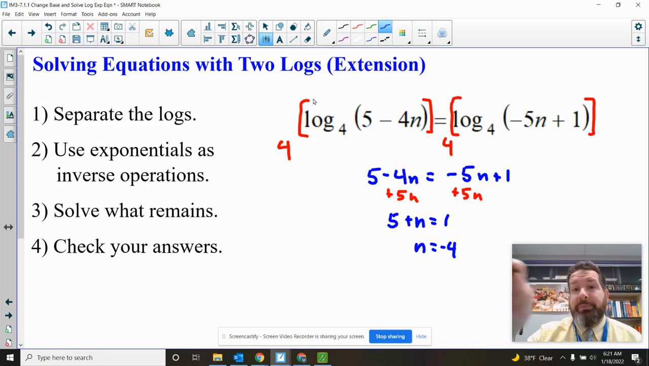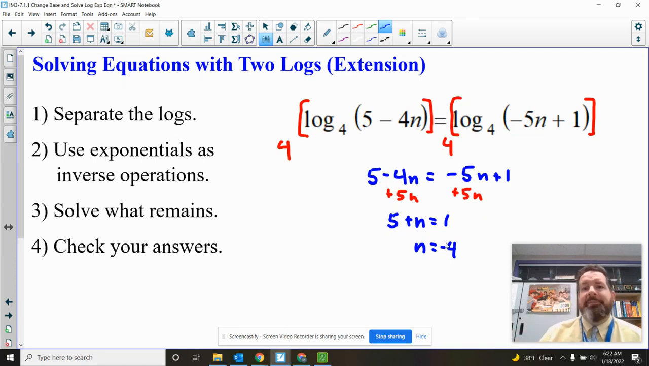Now, it is a little bit more important to check your answers here. When you've got logs on both sides, extraneous solutions are much more likely. Here's why. I'm not allowed to have negative inputs to my logs. It's possible that where these two things are equal, when I put this n in, I get a negative number inside. That would mean that in this particular case, this solution actually doesn't work.